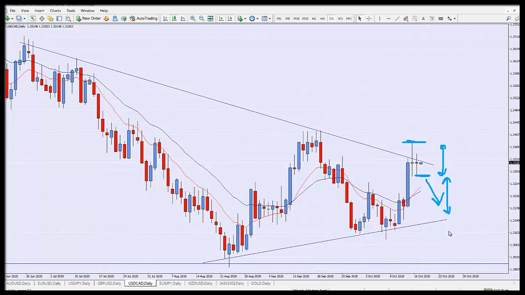Okay, so there's a bit more room. I feel there's enough room on this one. So what we can do with the US CAD is place our pending order at the break of the inside candle there to trade down. Place your stop just above there somewhere.